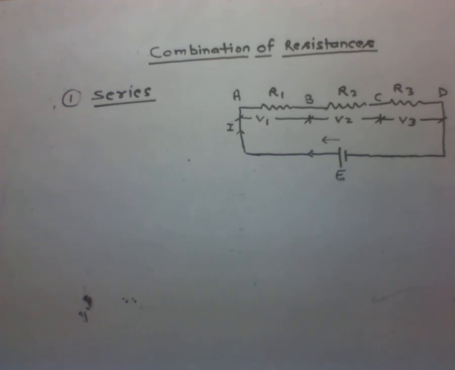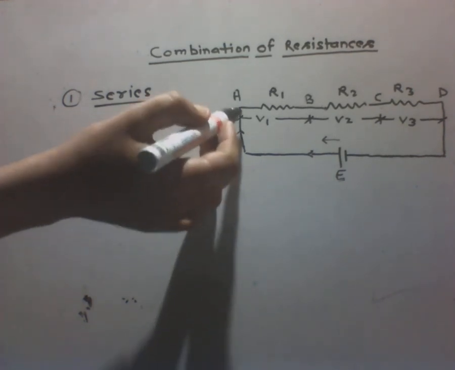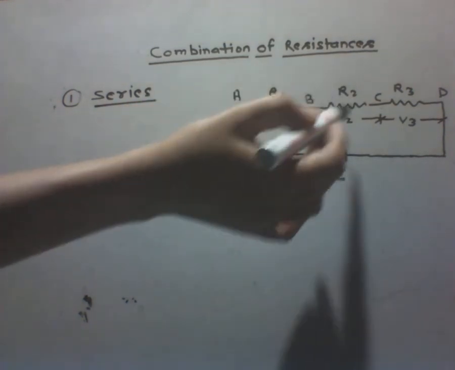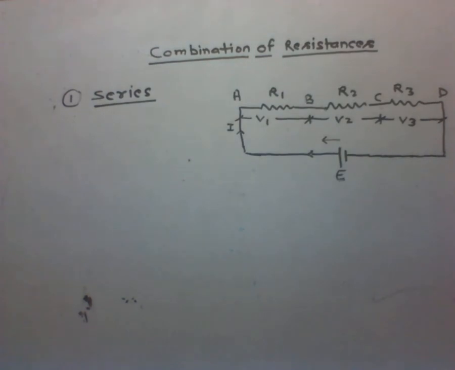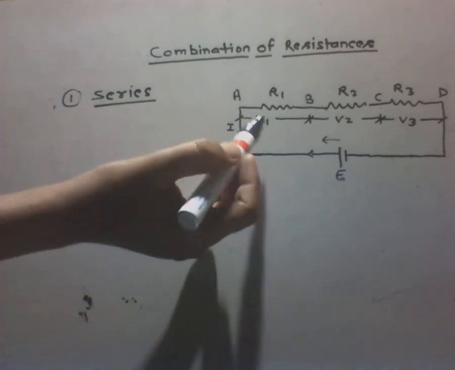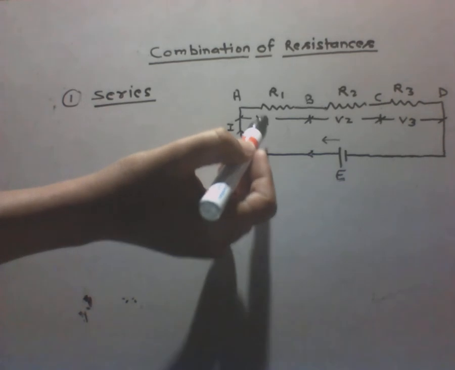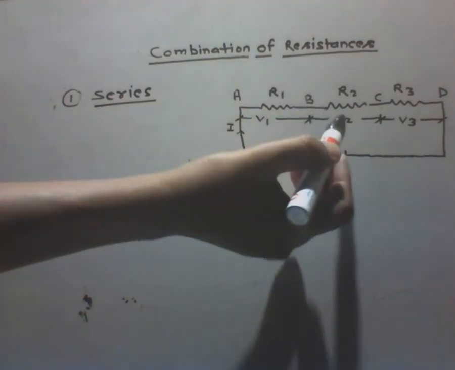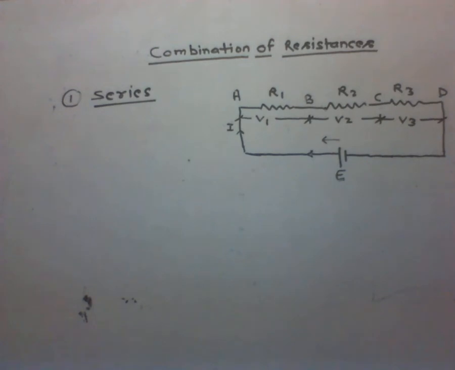In series combination, the resistors are joined end to end, like this. In this combination, the same current flows in all resistances, meaning the current I will go through R1, through R2 and through R3. The current remains the same, but the potential difference between their ends is different according to their resistances. Let it be V1 between AB, V2 between BC and V3 between CD.